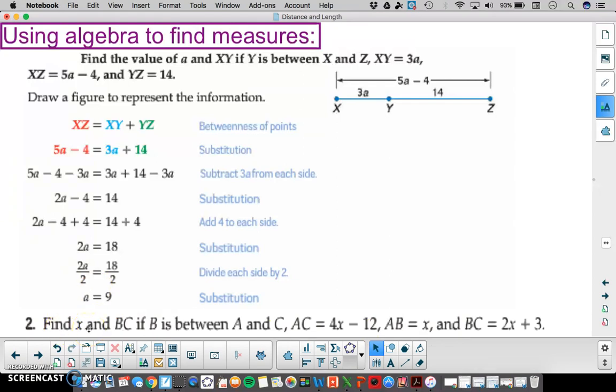Find the value of x and the measure of BC if B is between A and C, and the length of AC is equal to the expression 4x minus 12, AB is equal to the expression x, and BC is equal to the expression 2x plus 3. It will help to draw a picture first.